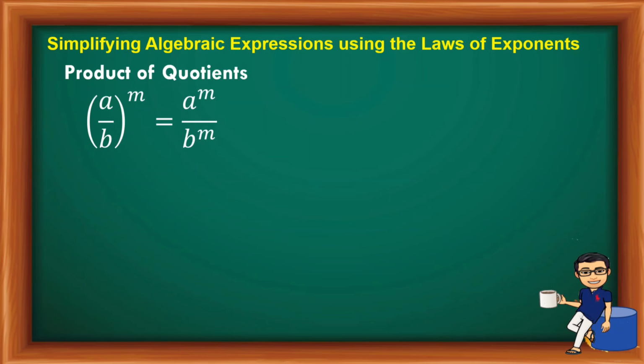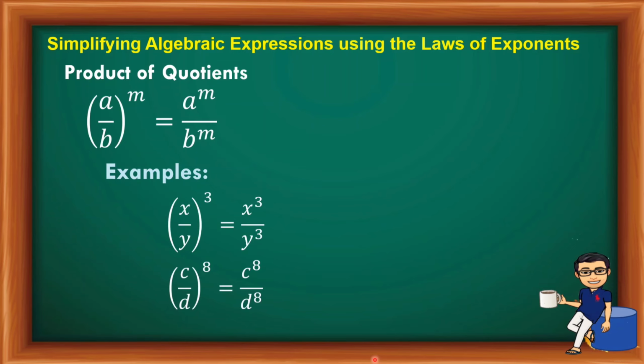The next one is product of quotients, like these examples. If we have this quantity x over y raised to 3, so i-distribute lang natin si 3 kay x, si 3 kay y, kaya ito yung magiging sagot. Another one, quantity c over d raised to 8, i-distribute si 8 kay c, si 8 kay d, therefore ito yung ating magiging sagot. Okay, that's all about product of a quotient.